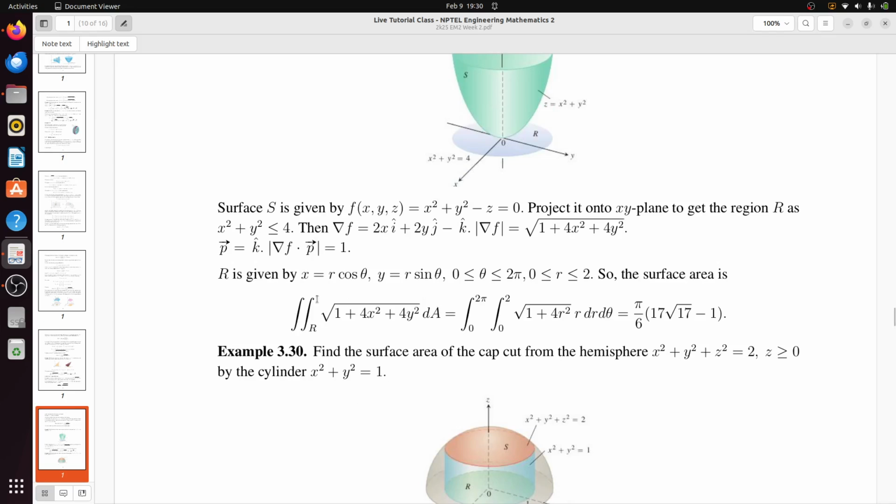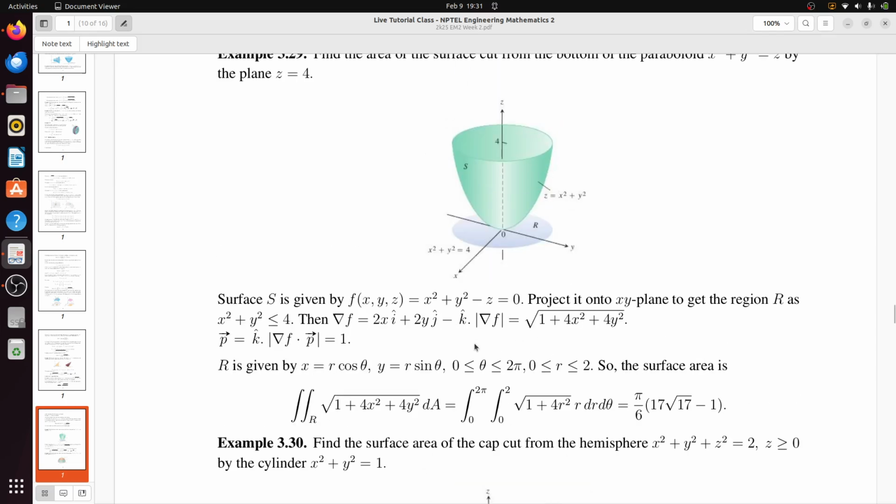So if you just perform the integration, you will get the integral from 0 to 2 pi, 0 to 2 of square root of 1 plus 4r square r dr d theta equal to pi by 6, 17 square root of 17 minus 1. I'm giving a few minutes, 4 to 5 minutes, just read this out.